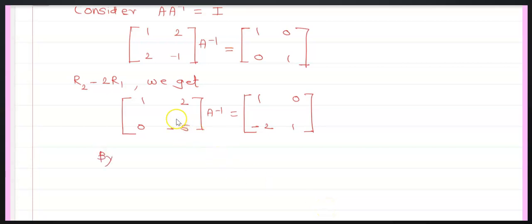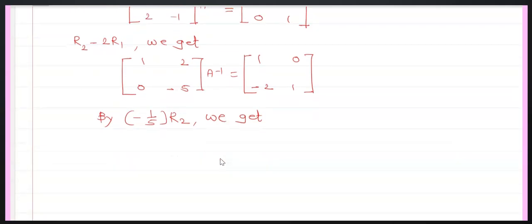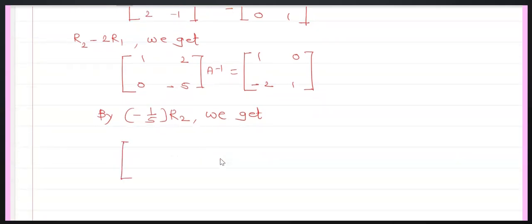Next operation, make this minus 5 as 1. Therefore, by minus 1 by 5 R2, we get 1, 2, 0, 1, A inverse is equal to 1, 0, and 2 by 5 and minus 1 by 5.